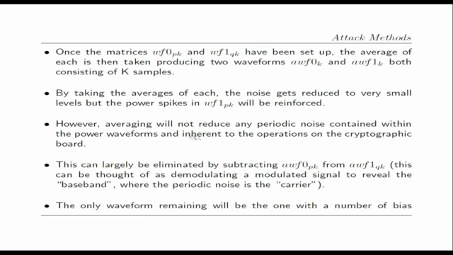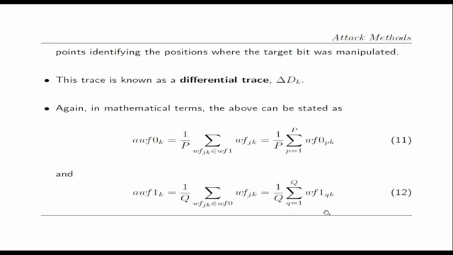However, averaging will not reduce any periodic noise content within the power waveform that is inherent to the operation of the cryptographic board. This can largely be eliminated by subtracting the average AWF0 from the average AWF1. Okay. The only waveform remaining will be the one with a number of bias points identifying the position where the target bit is manipulated.